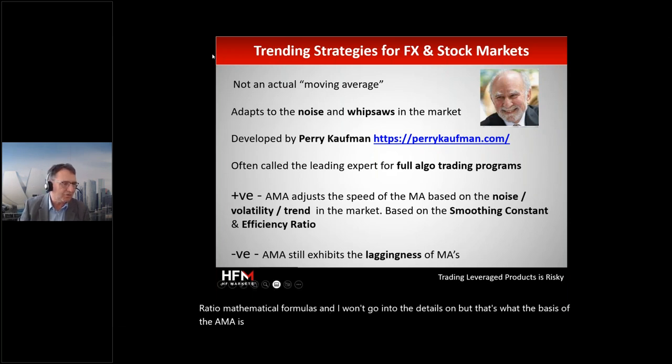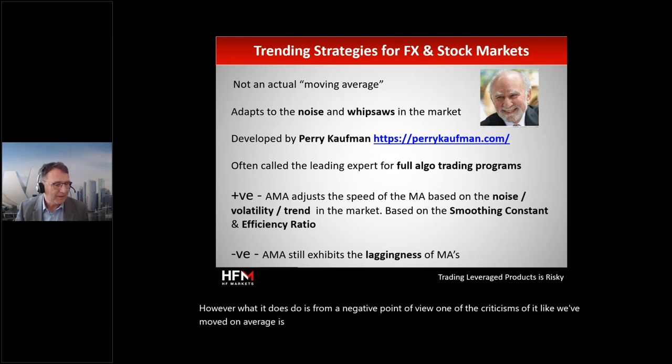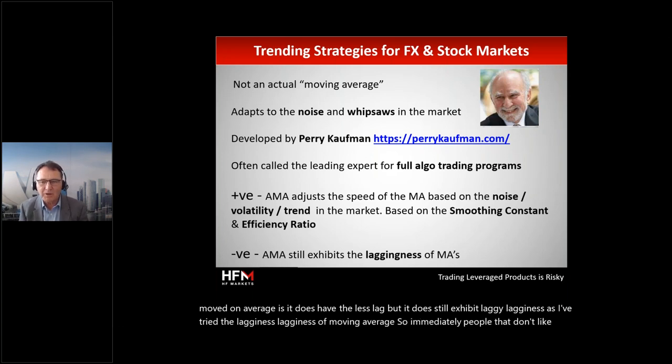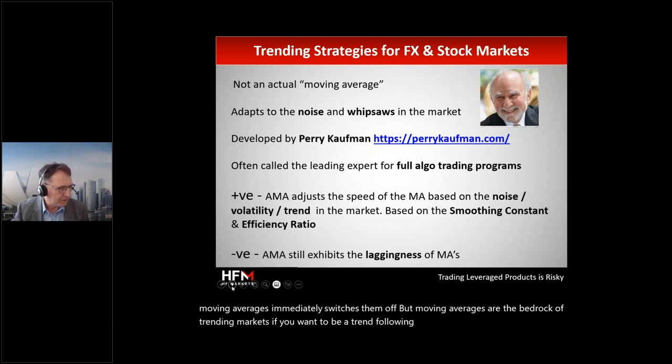And as I say here, it's not really a moving average. It's a smoothing constant and an efficiency ratio. However, from a negative point of view, one of the criticisms of it, as with moving averages, is that it does have less lag, but it still exhibits the lagginess of moving averages. So people that don't like moving averages immediately switch it off. But moving averages are the bedrock of trending markets. If you want to be a trend following trader, you can do a lot worse than look at moving averages.